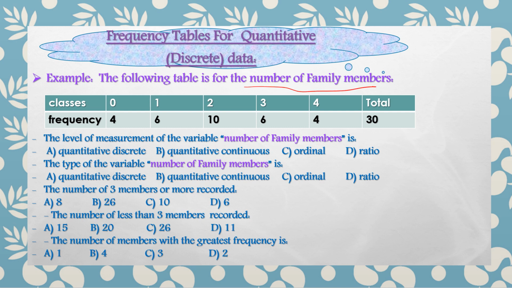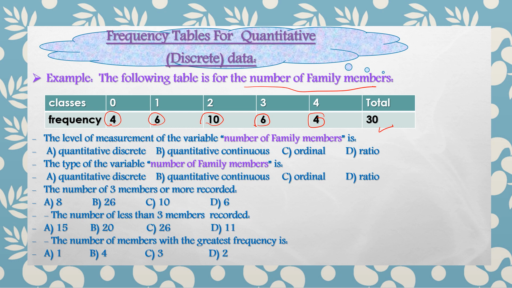Then the second column of the frequency table is the frequency for each class. For the class of 0 members, the frequency equals 4. For 1 member, the frequency is 6. For 2 members, the frequency is 10. For the class of 3 members, the frequency is 6. And for the class of 4 members, the frequency is 4. The total frequencies, which is the sum of all frequencies, equals 30. Let's answer the following questions.